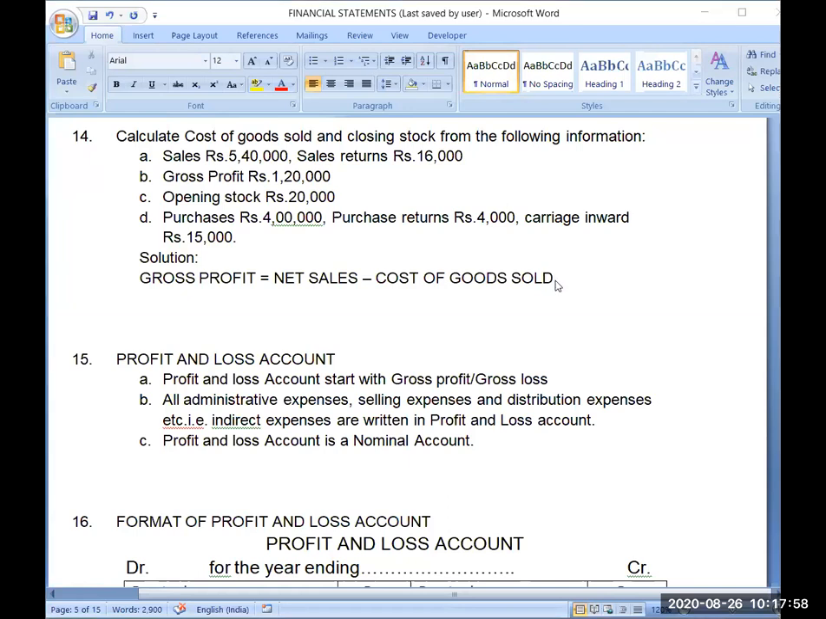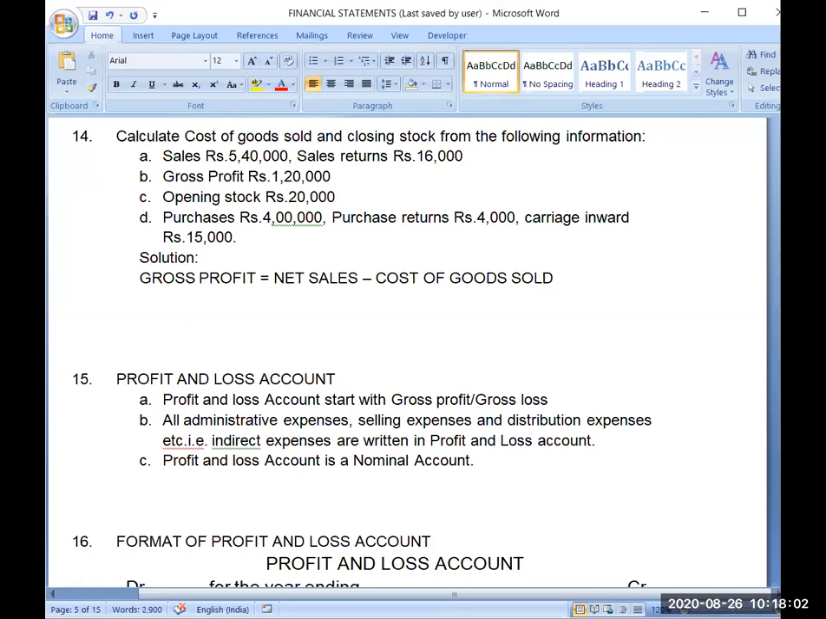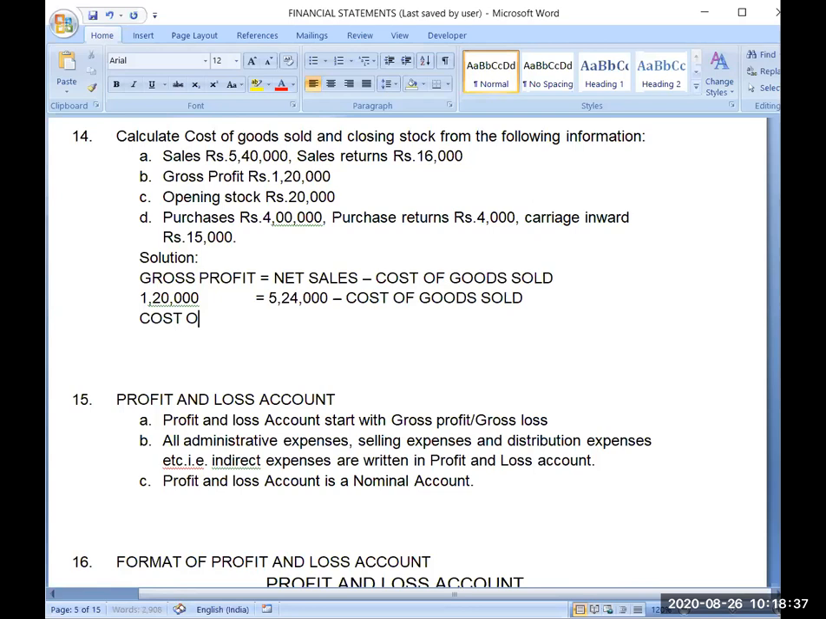Okay, now see. Whenever you write the formula, only then you will get some direction. 1,20,000 is given, is equal to net sales. So net sales means sales minus sales return. So I will be doing it 5 lakh. Okay, fine. I will write here net sales. It will become 5,24,000. I will show the calculation of net sales also. It is compulsory to show. And cost of goods sold I will be writing as it is. So cost of goods sold is equal to 5,24,000 minus 1,20,000. So that will be 4,04,000.